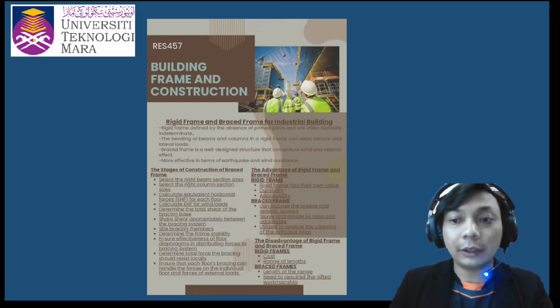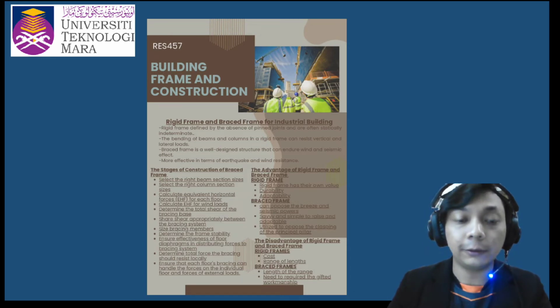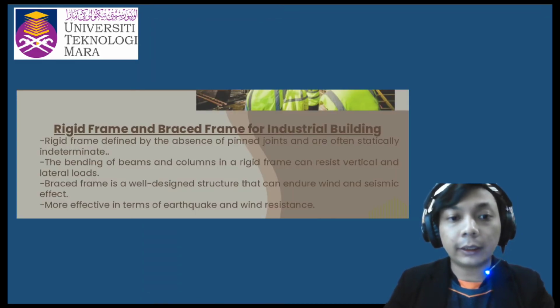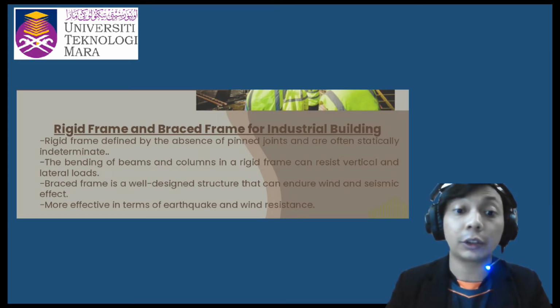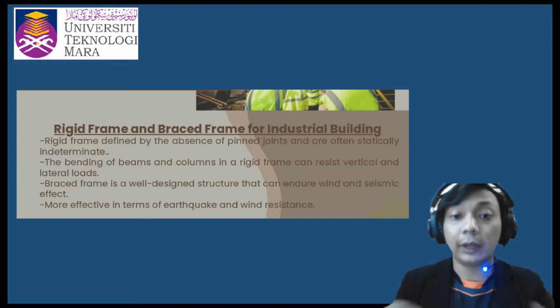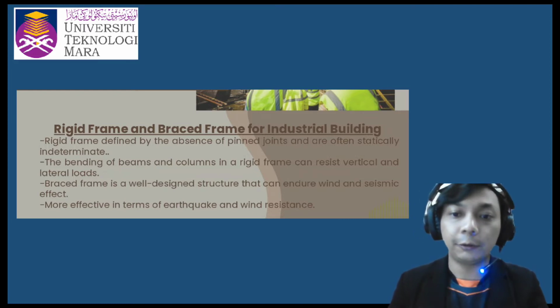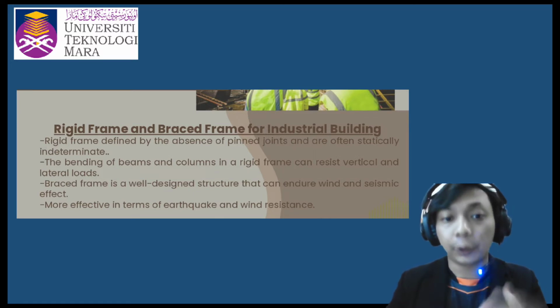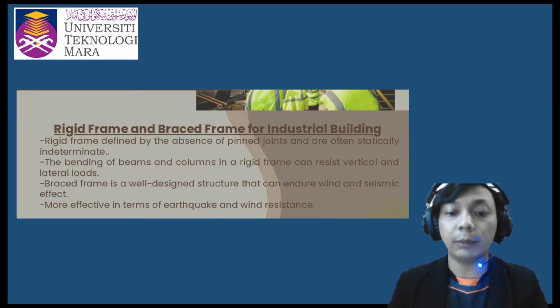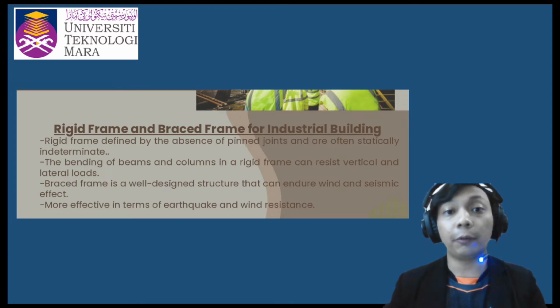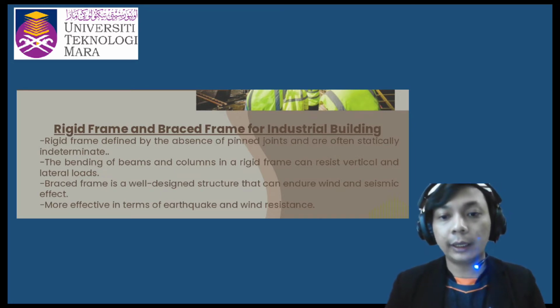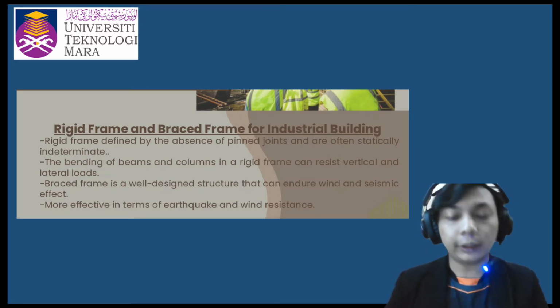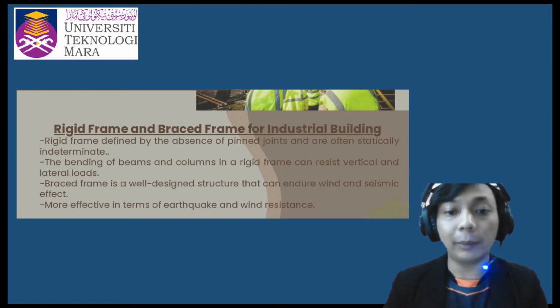So today I would like to share our findings and our report about our assignment, which is topic 1, frame. There are various types of frame construction that have been employed in the construction of buildings. They are divided into two, which are rigid frame and brace frame structure. Frame structures can be made of various types of material, which include reinforced concrete, steel, wood, and much more.